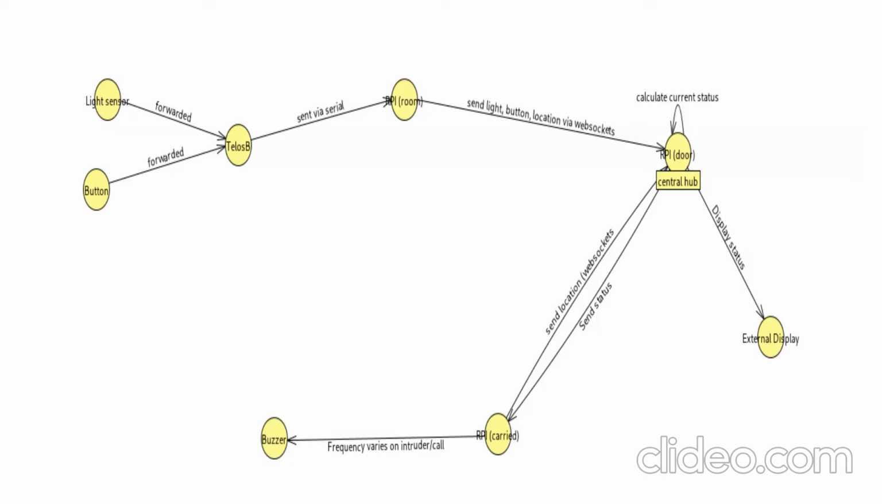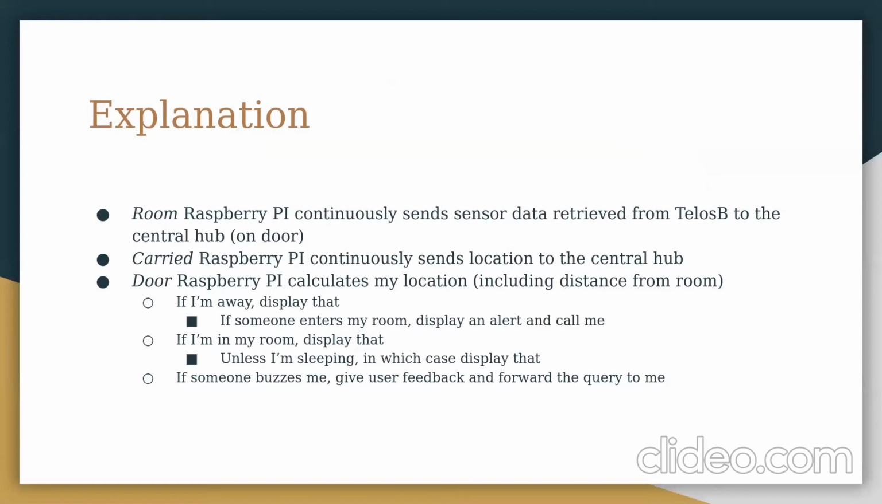Then that sends it to me. So this sort of does an amalgamation of things which both a phone would do and which a security system would do. So now that you've seen this design diagram, this is just the explanation which I already wrote down.